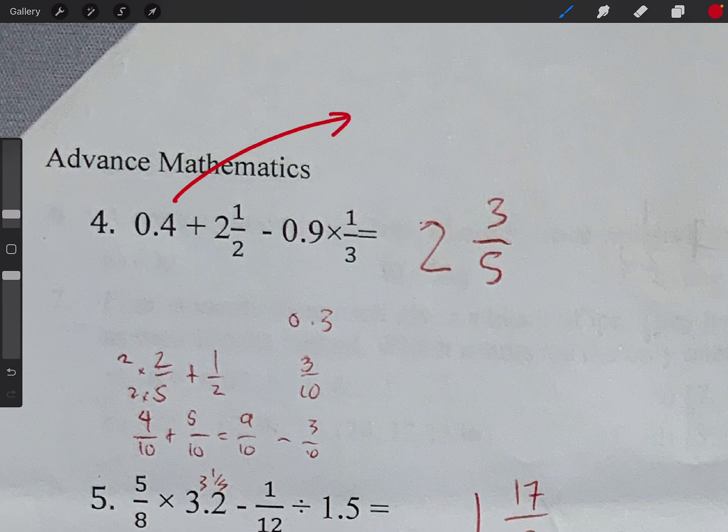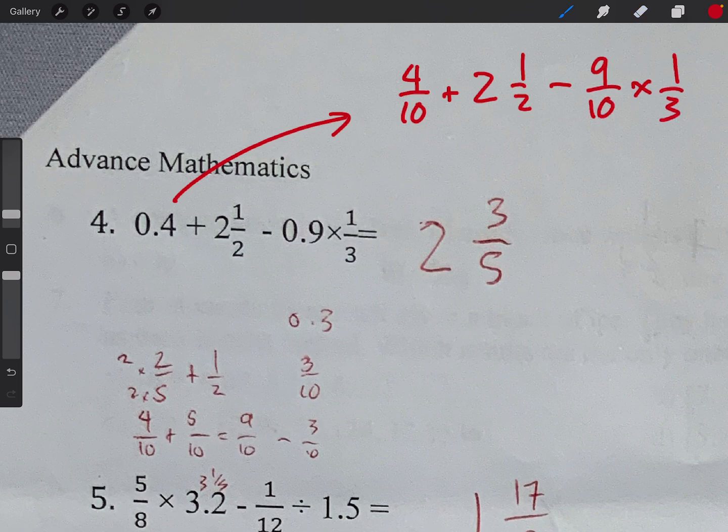0.4, let's turn it into fractions. Oh, there's a bug. Okay, it's gone. Alright, so 0.4 would be 2 over, no, let's not make it that. Let's make it 4 out of 10. Plus 2.5 minus 0.9, I gotta change it to a fraction as well, so that'll be 9 out of 10, and then times 1 over 3.